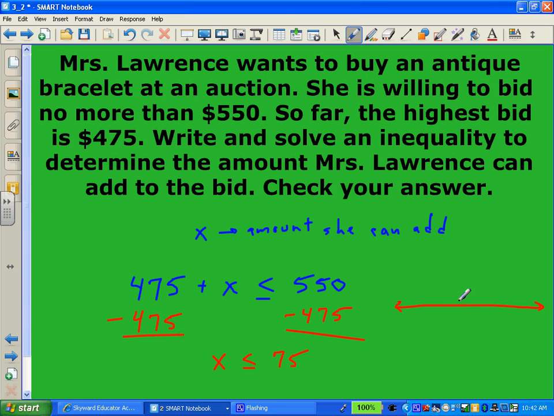So put that on my number line. Closed circle, and it's less than or equal to, so it has to go to the left. Okay, so that's what story problems look like. I'm expecting to see an inequality written out like I showed you here, solved, and then graphed. That's it for 3-2.